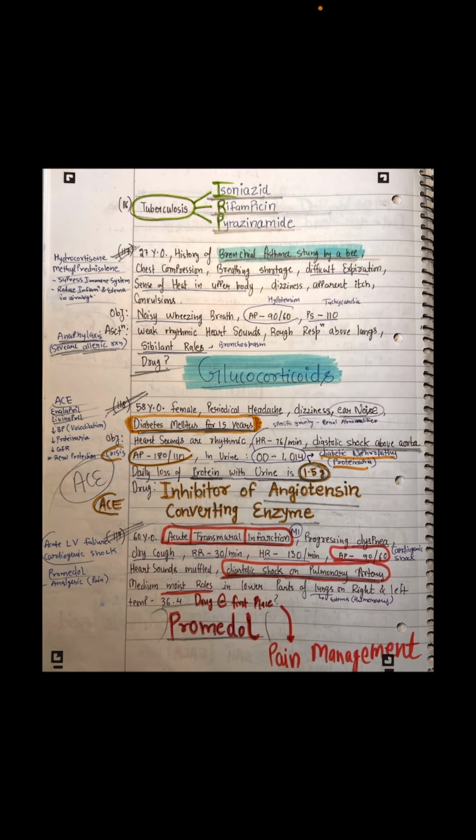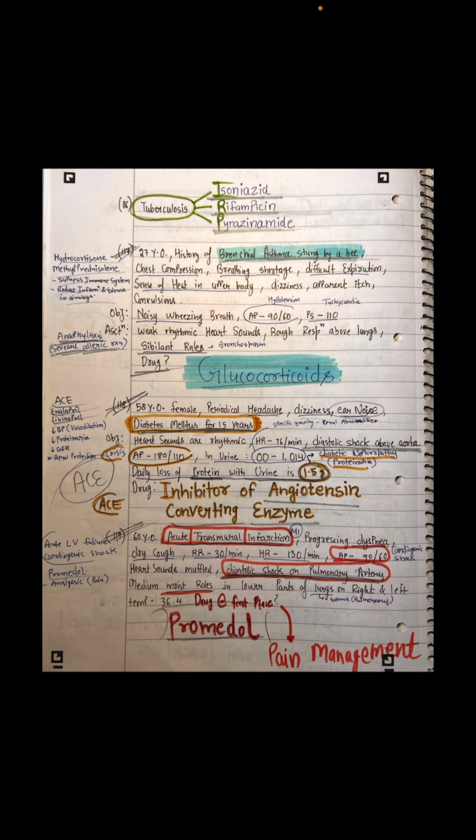Next patient says about the acute transmural infarction. This is the case of MI. Progressing dyspnea, dry cough, respiration high, heart rate high, arterial pressure severely low. So that is enough to mark the cardiogenic shock. Heart sounds are muffled, diastolic shock over the pulmonary artery, medium moist trails in the lower part of the lung on the right and left. So drug at its first place.